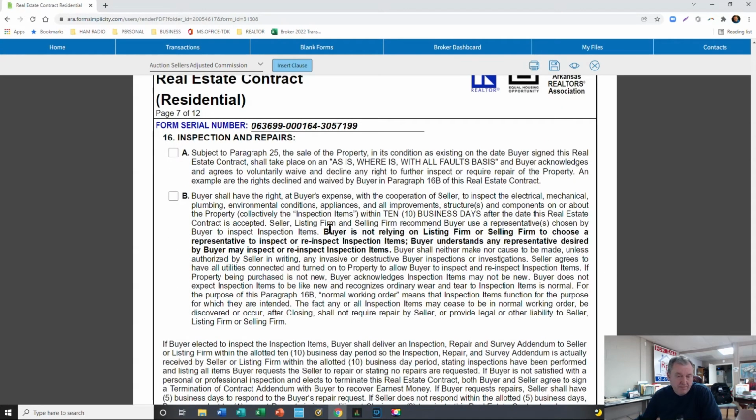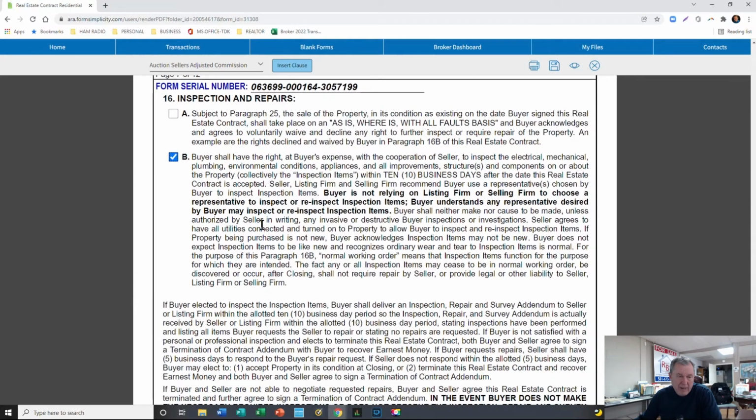Inspection and repairs. This first one is talking about as is, where is, with all faults. It's an as is deal. But you realize you're declining rights for your client. So even if it's an as is situation, please check B, 16B. That way your client has the right to go to the home maybe more than one time, maybe 2 or 3 times prior to closing, and walk around and look around, measure, maybe get a second opinion. That is proper representation of your client.